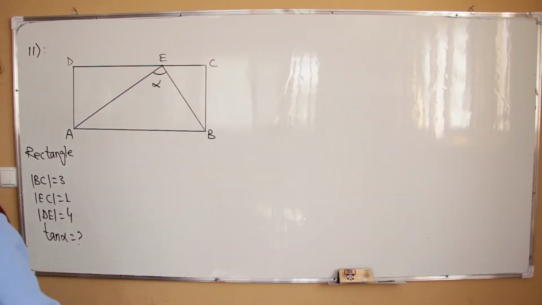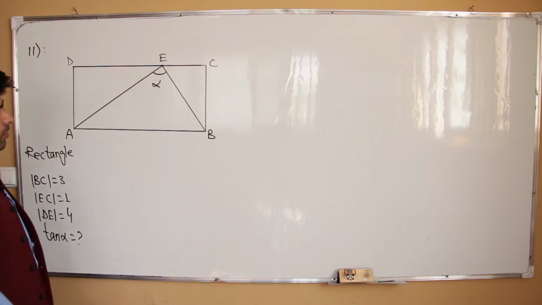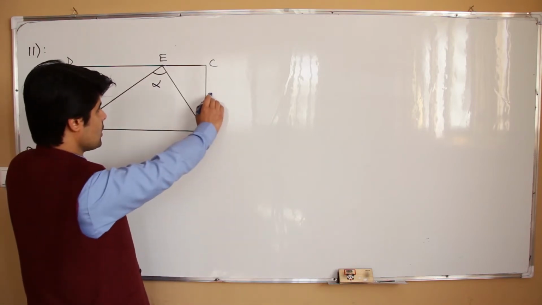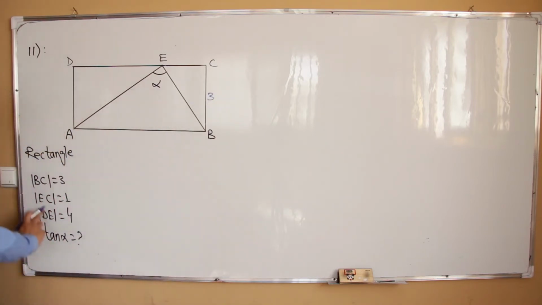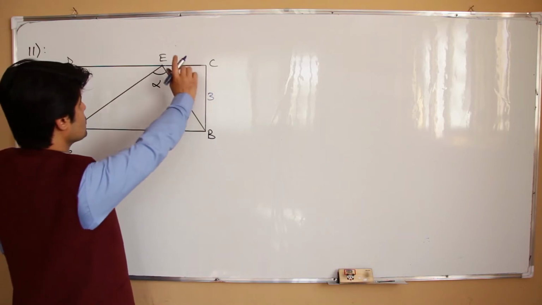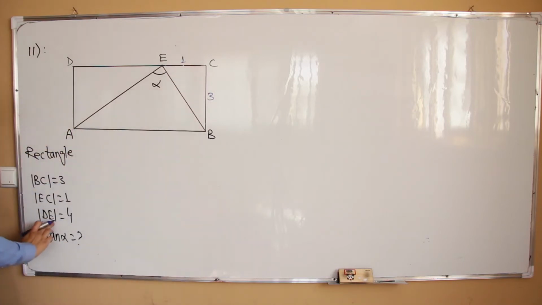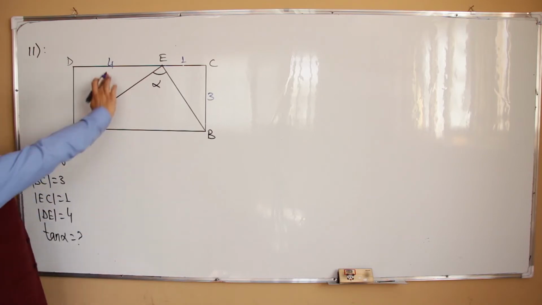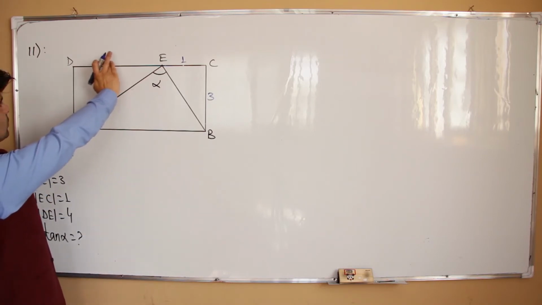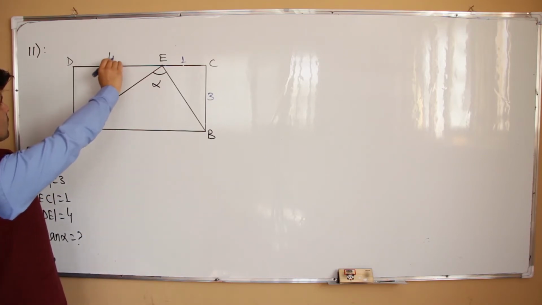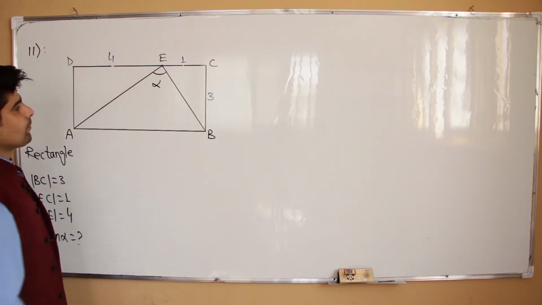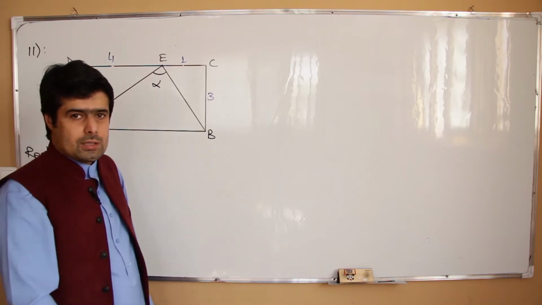Question number 11. We have a rectangle ABCD and BC is 3 units, I mean this side is 3. EC is 1, E up to C is 1. DE is 4. Now what should we do? We have to find tangent of alpha. Okay, it's a simple question.